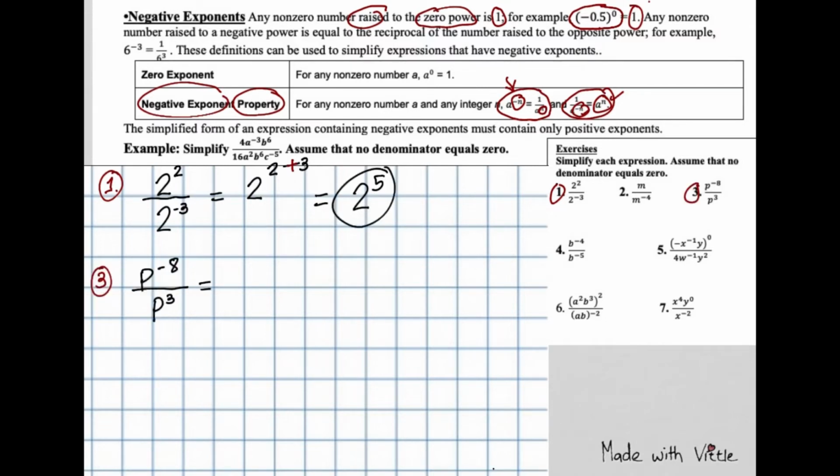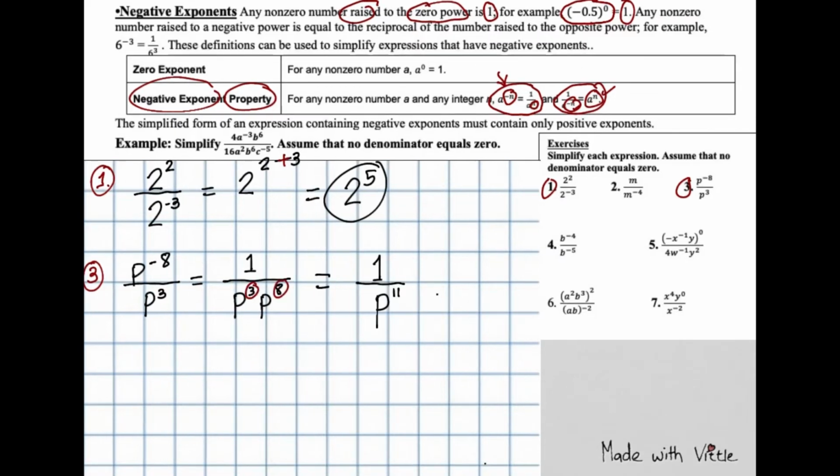Next example, number 3, p to the negative 8th power divided by p to the third power. Here you can choose to subtract their powers first. Negative 8 minus 3 will give you a negative 11 power, which you will have to place under your fraction anyway, so you can have it as a positive power. Or you can go ahead and place that p to the negative 8th power under your fraction, and then multiply it with the p to the third power, so add their exponents. So our final answer is 1 divided by p to the 11th power.